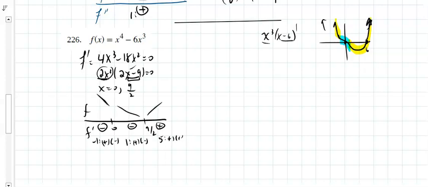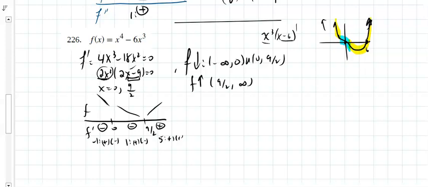There we go. So we know that from the first derivative that f is decreasing from negative infinity to 0 union with 0 to 9 halves, and f is increasing from 9 halves all the way to infinity. That's A. B. We know that we have a local minimum at x equals 9 halves. We could plug that in and figure out what the y is. That's this point specifically. That's a minimum.